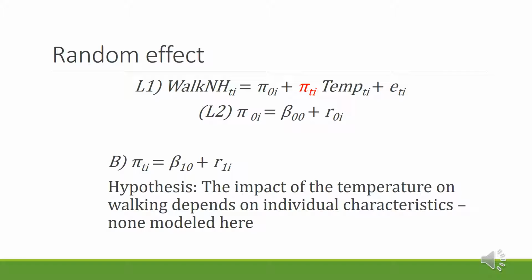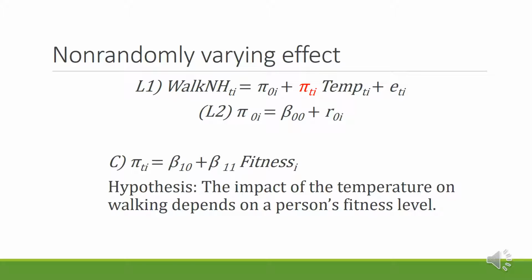Here we have the random effect model, where now the hypothesis is that the impact of temperature on walking depends on individual characteristics. So while there might be an average reduction of walking time, let's say 10 minutes per week for every 2 degrees. I was saying 10 earlier, it seemed a little bit too little. But there's an average effect, which is our beta 10, and then there's a random effect. So we assume that different people will have different reactions to an increase in temperature.